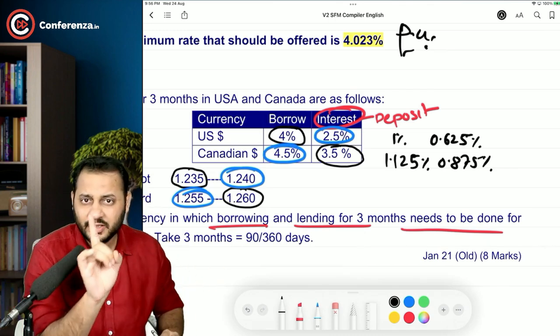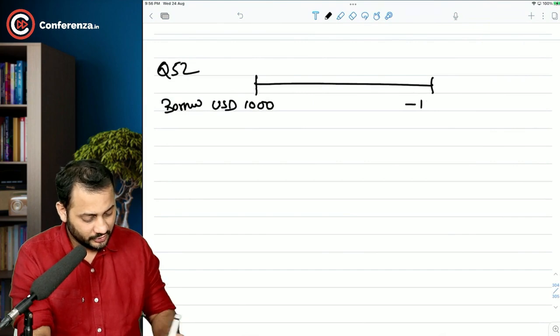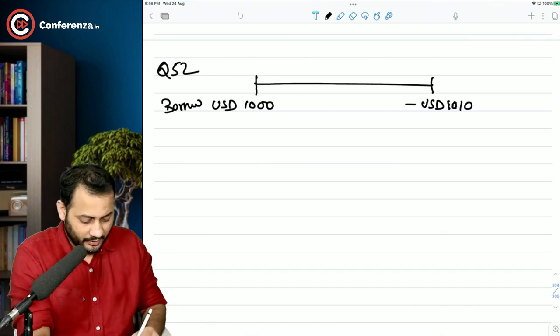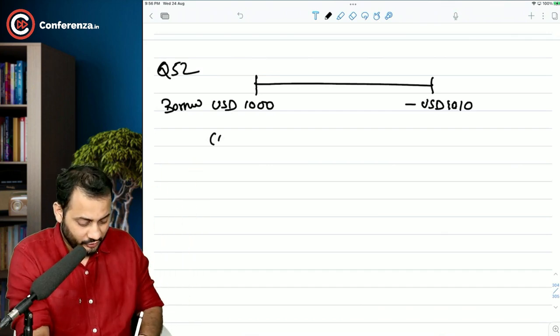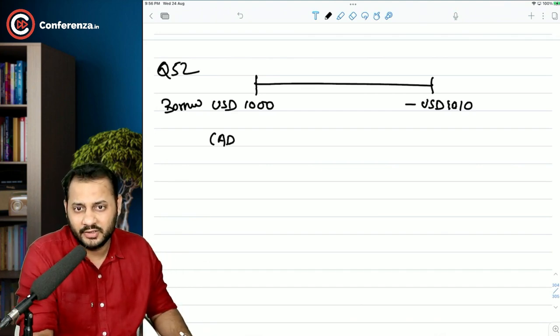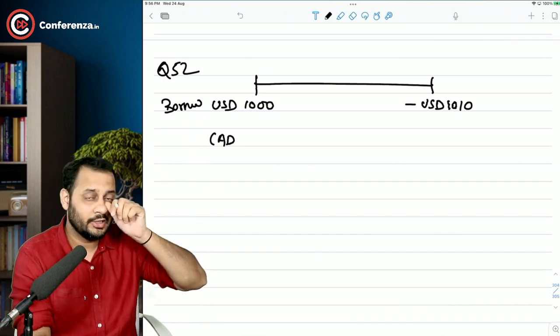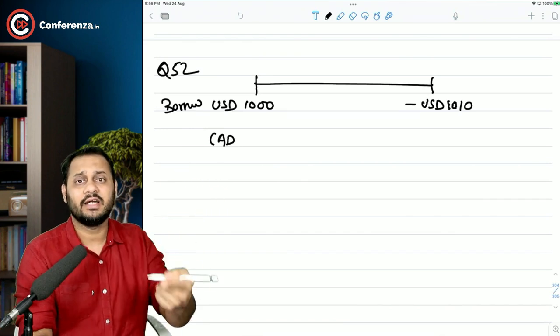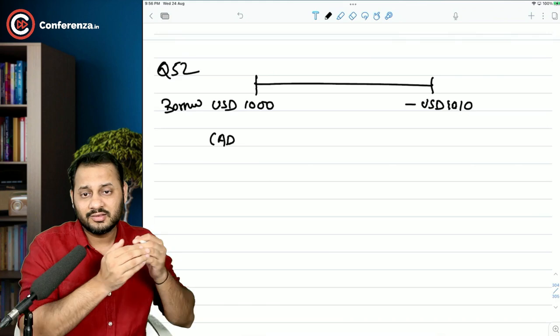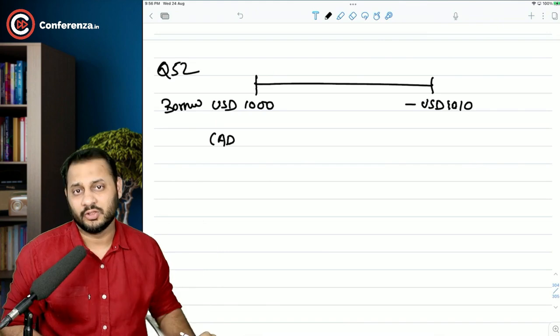So 1% will be the rate, right? And what will happen at the end of the 3 months? You will have to repay 1010 US dollar. The repayment will be 1010 US dollar. But instead of borrowing US dollar, if you borrow equivalent Canadian dollar. Now, what do you mean by equivalent Canadian dollar? In order to compare it with this one, we need to make sure that we are buying the Canadian dollar in such an amount that if we sell that Canadian dollar, we will buy the US dollar, and that amount will be equal to 1000.